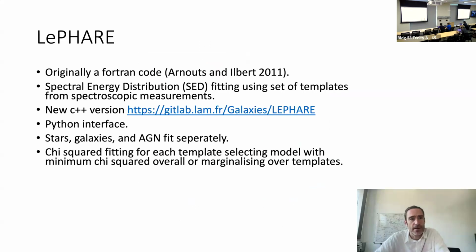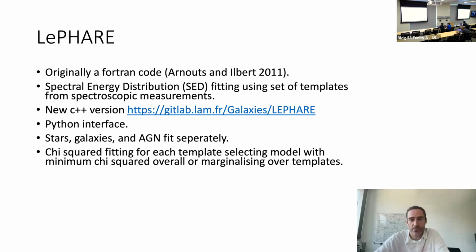So LePhare, as I mentioned, the photometric analysis for redshift estimation code, originally a Fortran code developed over 10 years ago, performed spectral energy distribution fitting using templates from spectroscopic measurements. There's a new C++ version here. This is the official version that we want people to use if they're doing science. I'm going to be presenting a newer version on GitHub, but that's not the official version, so please use this version for any science you're working on.